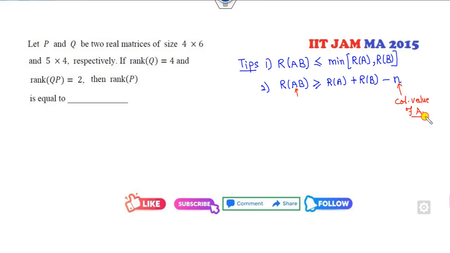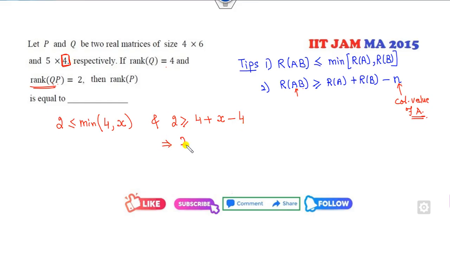Column count of this A, whatever the first matrix is. Now look at that, rank of this. So I can apply the first definition. 2 must be less than or equal to the minimum of rank of Q, which is 4, and rank of P, which is not given, so let's say x. And the second property says it should be greater than or equal to rank of Q plus rank of P minus n, where n is the column count of P, and rank of Q is 4.